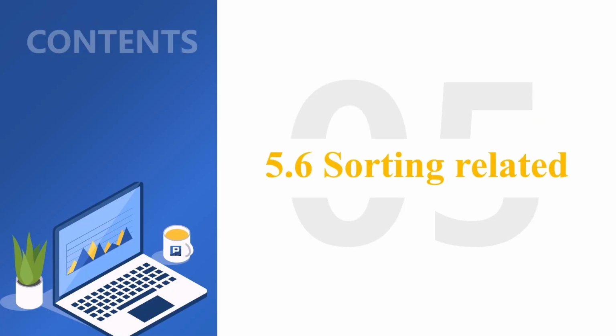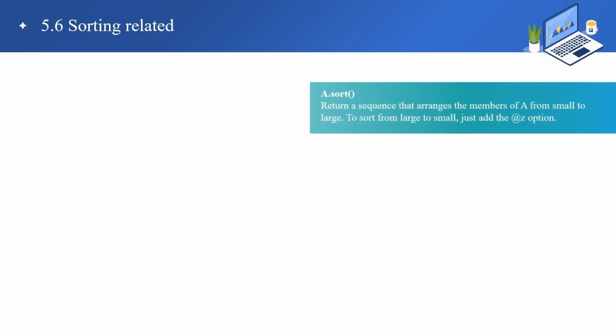Section 6. Sorting related. In order to solve the problem of the digital black hole, we have written several sort codes. Sorting is really a very common action, so SPL provides a sorting function directly. A.sort will return a sequence that arranges the members of A from small to large. Of course, we often use sorting from large to small, just use the Z option.